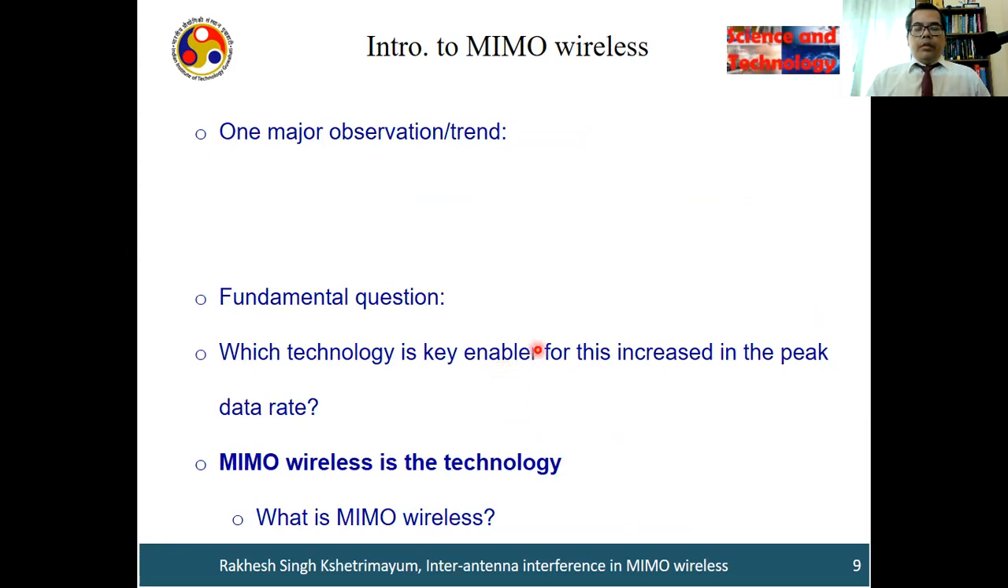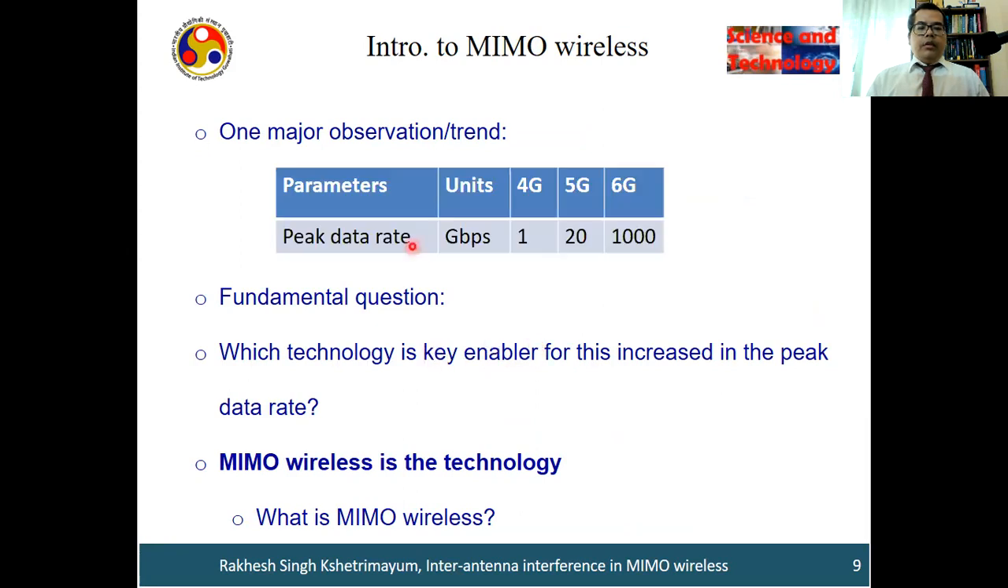Okay, so one major observation of the trend when you go from 4th generation to 5th generation and 6th generation is that your peak data rate, the amount of data you are transferring over the channel, over the medium, is increasing. In 4G, you have 1 gigabit per second, 1 Gbps. In 5G, it is almost 20 times that. And in 6G, it will be almost 1,000 times that. So the major trend improvement from 4G to 5G and 6G is that the peak data rate, the data transfer rate, has increased.